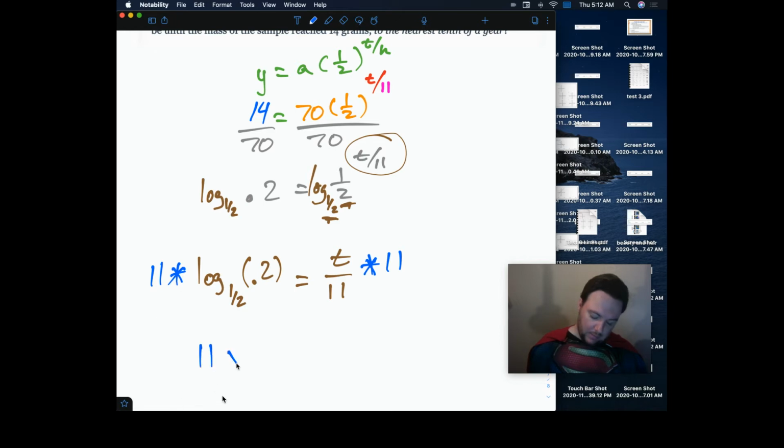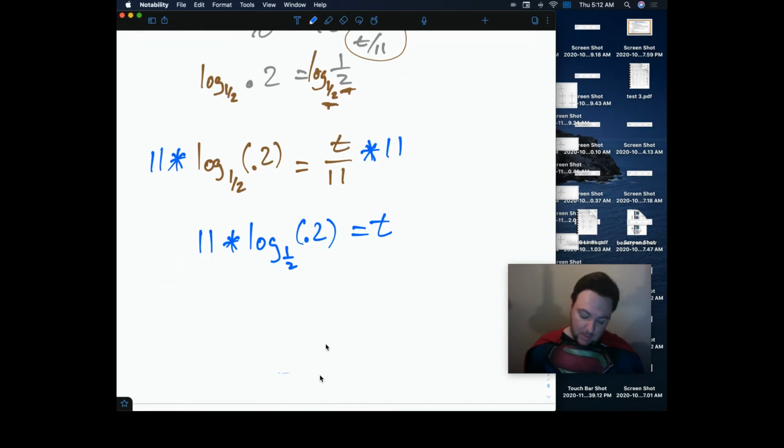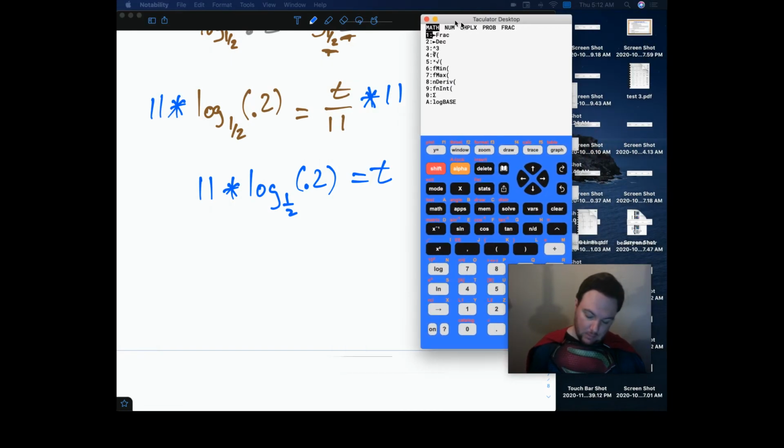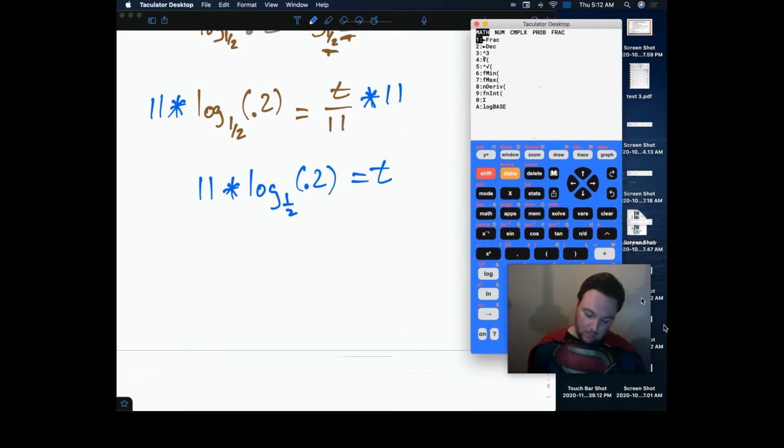All right, 11 times log base 1/2 to the 0.2 is t. And so now all I got to do is solve this. So how do we do this?